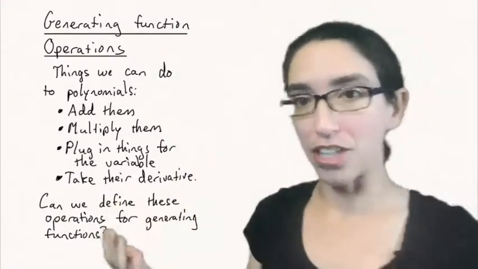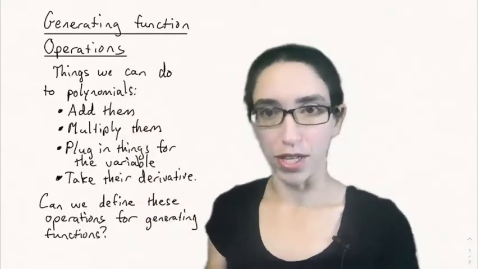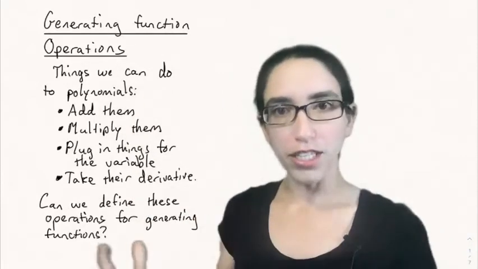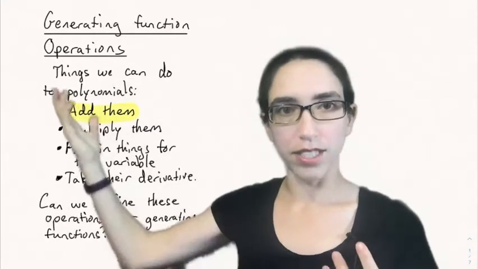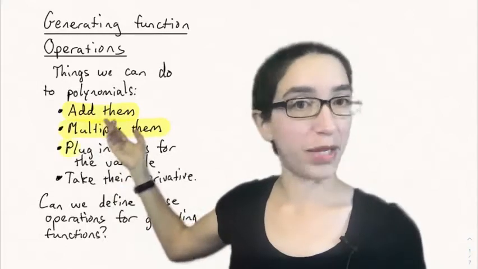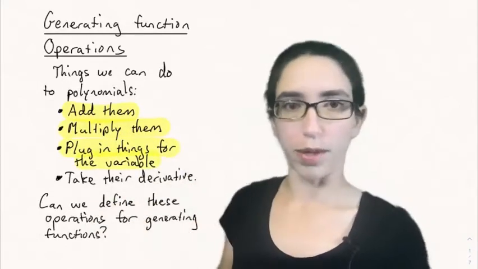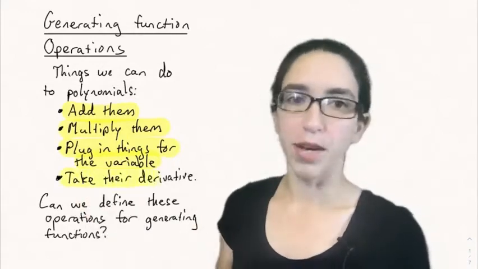So we've been talking about generating functions in the last few videos, and this is moving on to section 7.3 in the book, which is operations on generating functions that are similar to things we can do to polynomials. Some things we can do to polynomials are add them together, multiply them together, plug in things for the variable in the polynomial, and take the derivative, among other things.